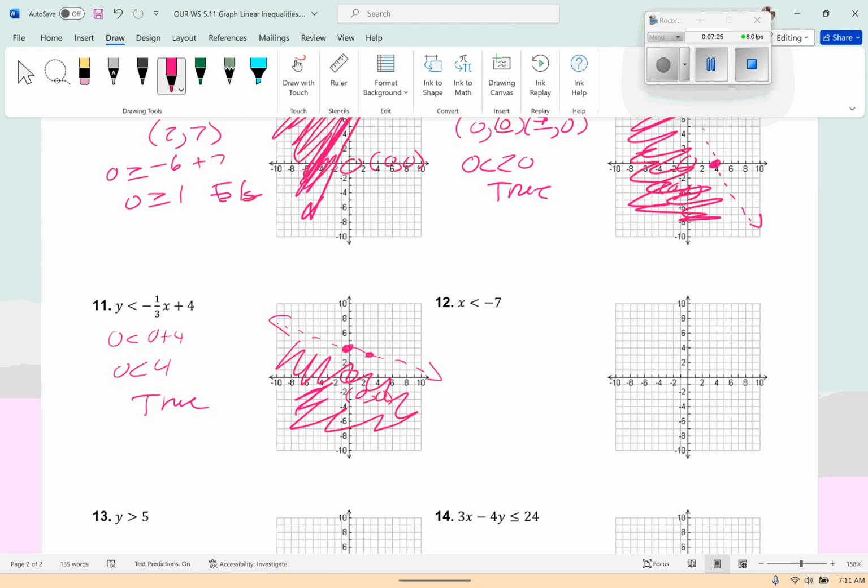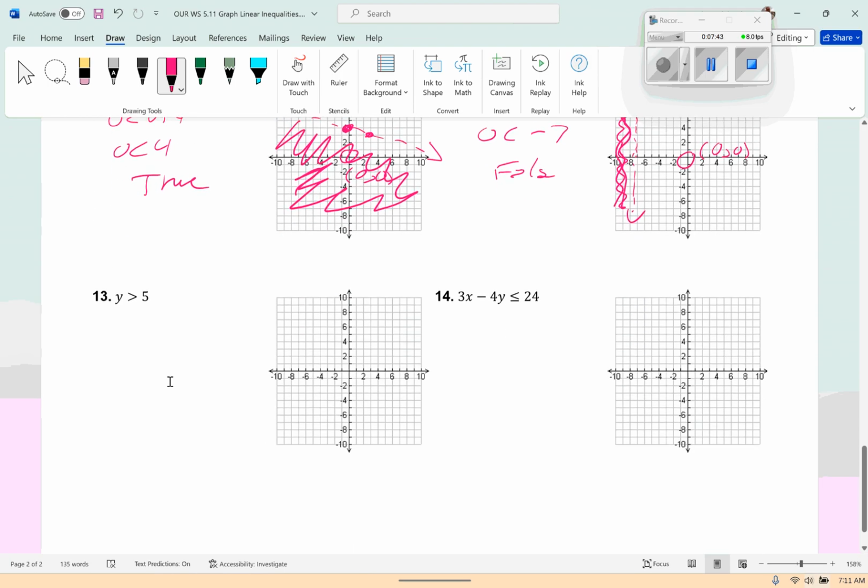This is one of our special cases. So it's going to be a vertical line at negative 7. It's dotted. 0, 0 is over here. So plug 0 in. Is 0 less than negative 7? That's false. So you're going to shade the region over here on the side.